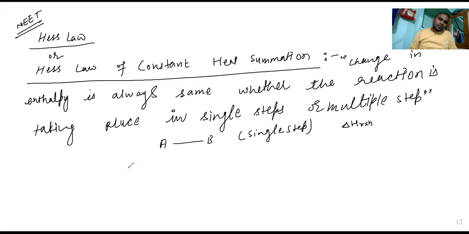That is one possibility. What is the other possibility? You can go in multiple steps. How can the multiple steps be? Suppose A goes to C, then C converts into D, then D converts into E, and finally it converts into B. That can be multiple steps also. I will explain that.